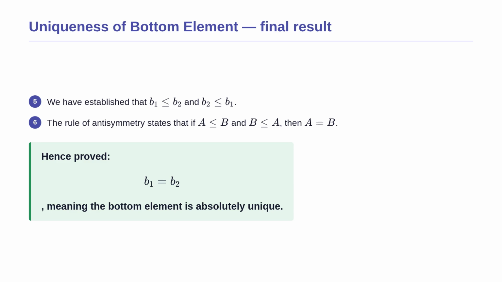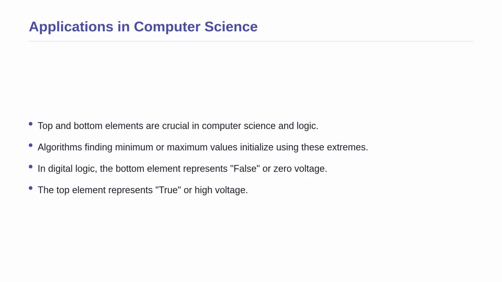This brings us to the final step of our proof. We have established that B1 is less than or equal to B2 and B2 is less than or equal to B1. In ordered sets, a mathematical property called antisymmetry forces them to be the exact same thing. Therefore, B1 equals B2. This proves that it is impossible to have two different bottom elements in any given set. If you think you have found two, they are actually just the same item. The exact same logic applies to prove that the top element is also completely unique. So we have proven that these extremes are unique.